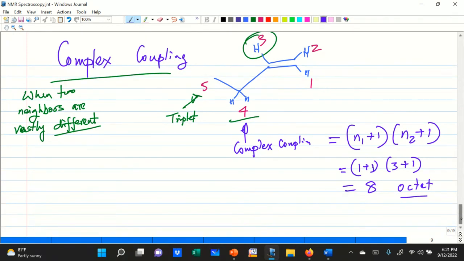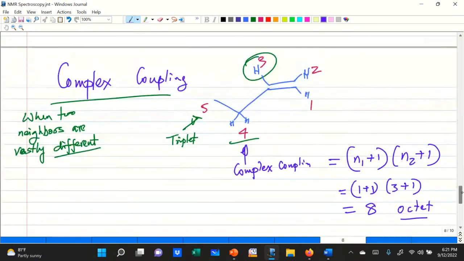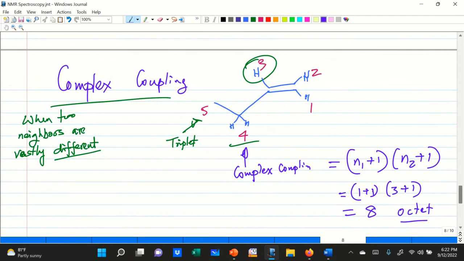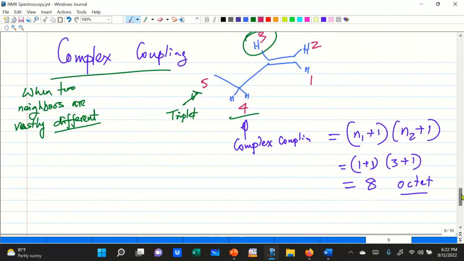Okay, if you wish to understand why that happens, the idea is when that equation is met, then different neighbors couple independently of the other. Here is the main part. They couple independently of the other, which is to say, if I say n1 neighbor being 1, that is going to split the signal into 2. Here is 1 and here is another 1. That is from our n1.